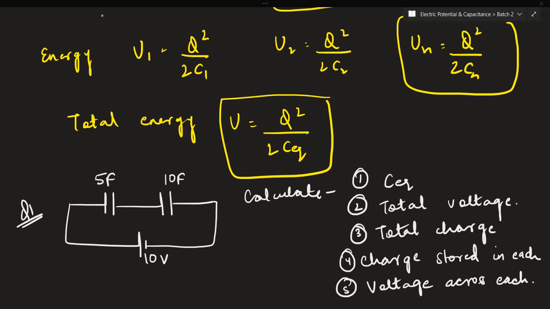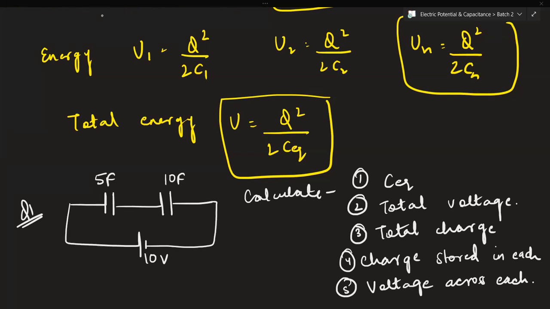See, all the formulas, you have in your notes. Two capacitors are there. You don't even have to convert them. They are in their SI units, 5 farad and 10 farad. The total voltage of the circuit is 10 volt. You first have to tell me what is C equivalent, total voltage, total charge. At least these three parts, all of you should try.